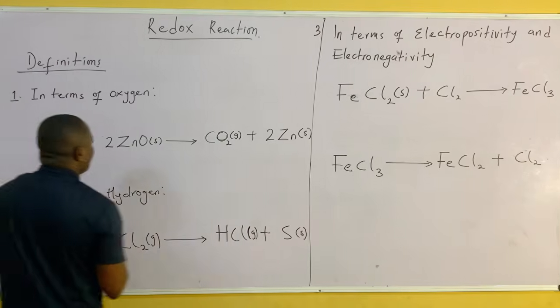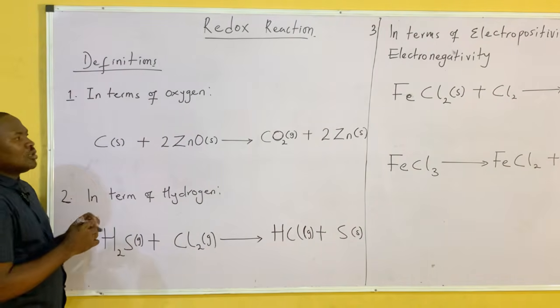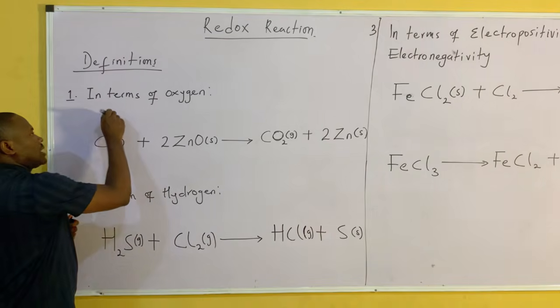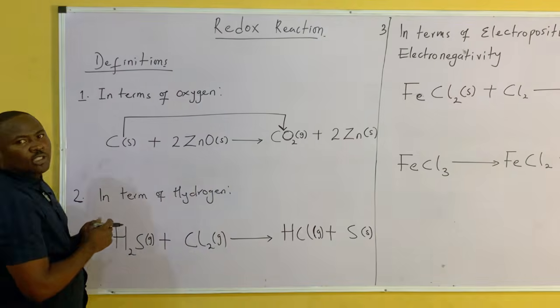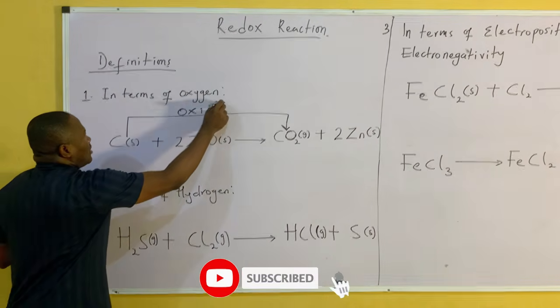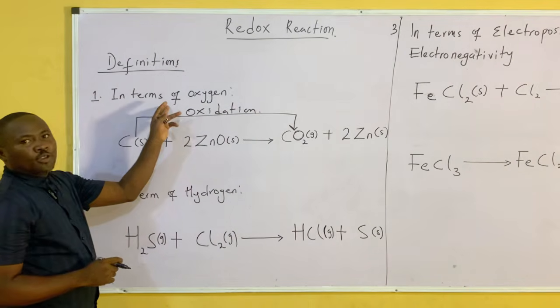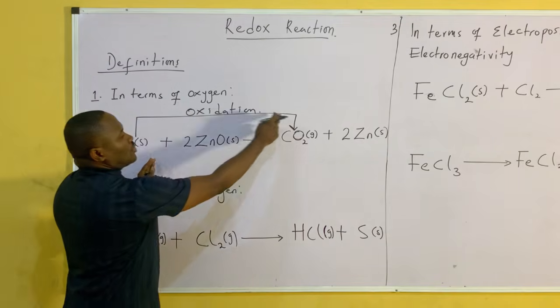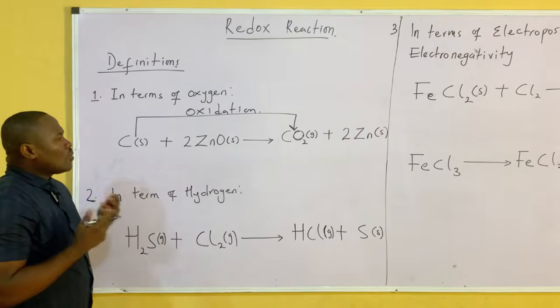Now, if you look at this reaction, carbon is existing alone, but on checking it out here, carbon has combined with oxygen. So I can call this oxidation. So what is oxidation in terms of oxygen? It is the addition of oxygen to a substance. That's oxidation.